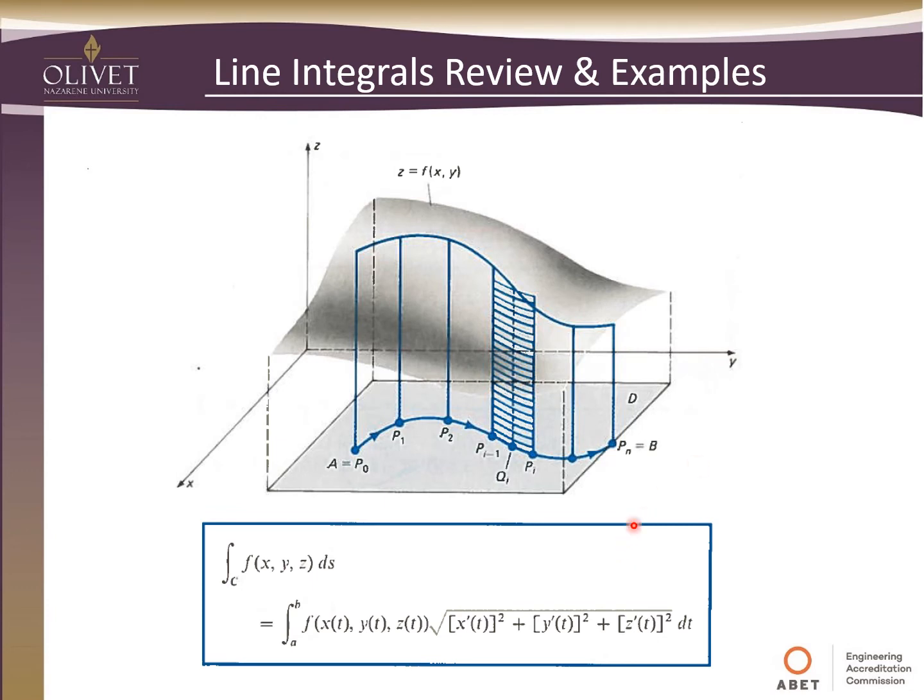So we can extend this identity to 3 dimensions, f of x, y, and z. It's just the exact same thing. We do f of x(t), y(t), z(t), and then we just add the z'(t) term to this factor at the end of the square root.